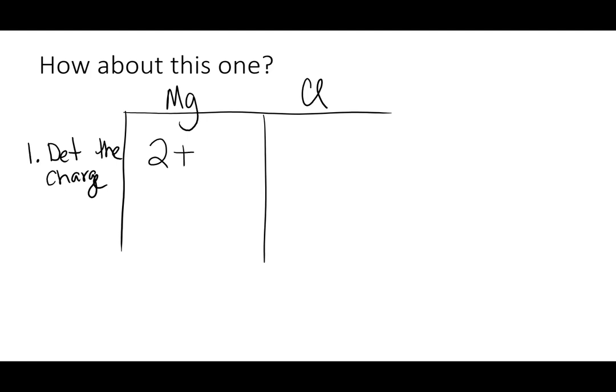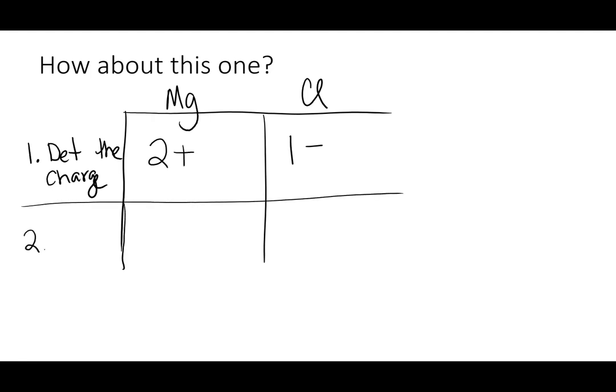Chlorine. Chlorine is found in group 17 or 7A. Chlorine has 7 valence electrons. To get to 8, he's going to steal 1 electron. So when he steals 1 electron, he's going to have a negative 1 charge.